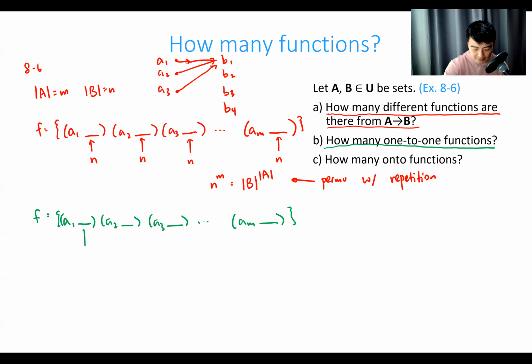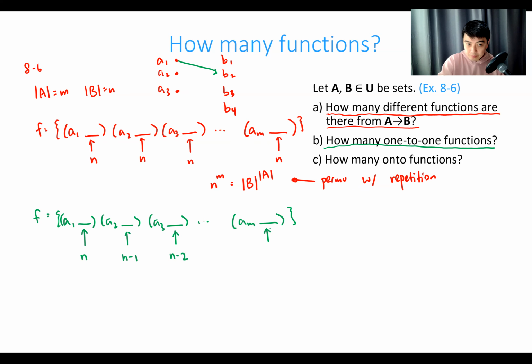So if we ask the question, how many different ways are there to fill that box if we delete all of this, right? Let's say A1 goes to B2. Now that means B2 can no longer be used. So there's n ways to fill the first box, but for the second box, there's only n minus 1 ways, and then n minus 2 ways.